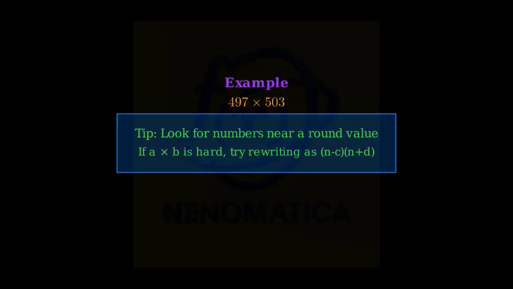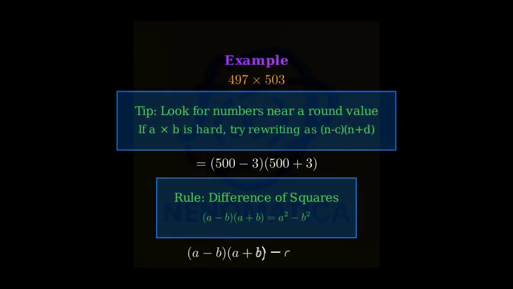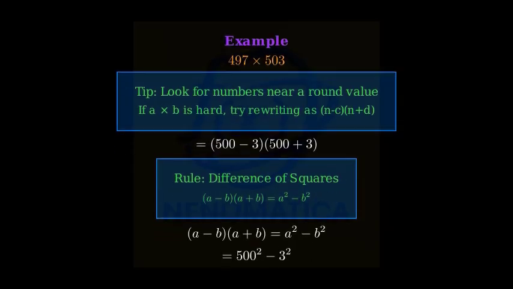497 is 3 less than 500, and 503 is 3 more than 500. So we can rewrite this expression as 500 minus 3 times 500 plus 3. Now, this is where we can apply the difference of squares formula. The difference of squares formula states that a squared minus b squared equals a plus b times a minus b, or equivalently, a minus b times a plus b equals a squared minus b squared. Applying this formula to our expression, we get 500 squared minus 3 squared.